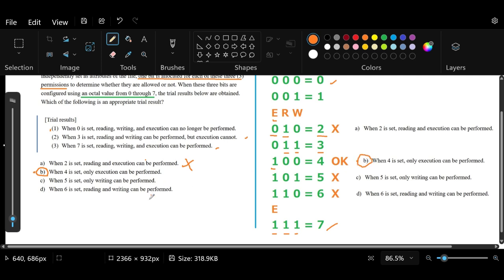Let's see what about C. When 5 is set, only writing can be performed. And what we can see is that it says here execution as well. So this one is incorrect. What about when 6 is set? Reading and writing can be performed. However, what we have is execution and writing, or execution and reading here. So this one is also wrong.